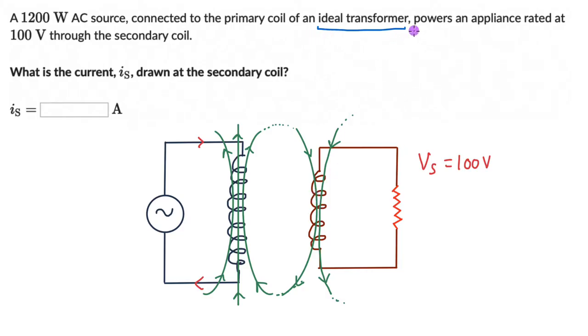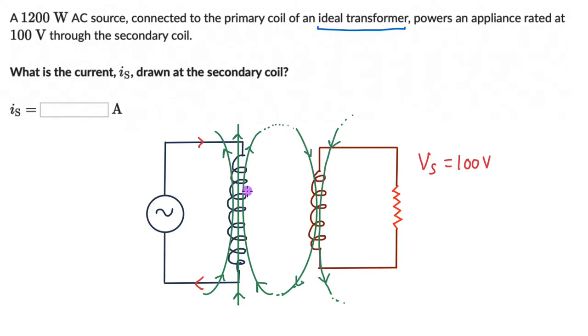Now, when we mention ideal transformer, it means that all the flux that is generated in the primary coil links or passes through the secondary coil. There is no flux leakage and therefore there is no energy loss. Now you might say it doesn't look that way. The secondary coil is at a distance and there are some field lines which are just going to the left. So how can all the flux be passing through the secondary coil?